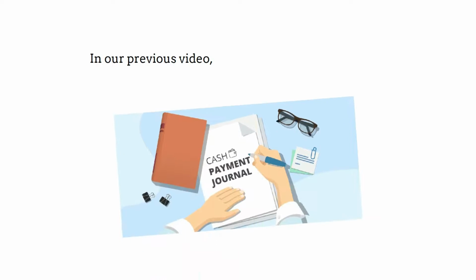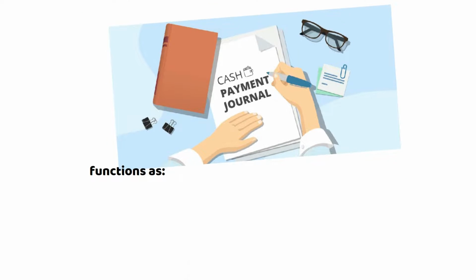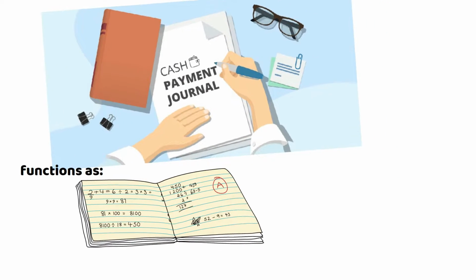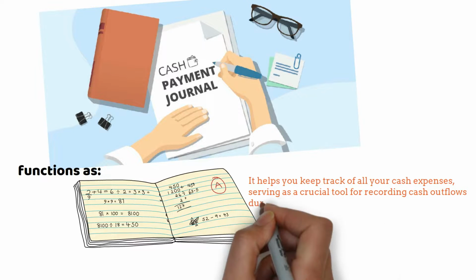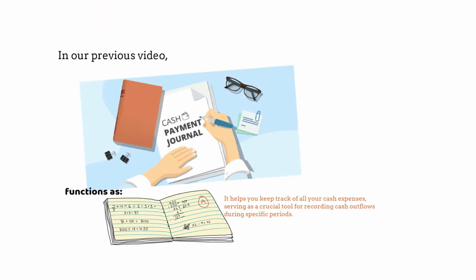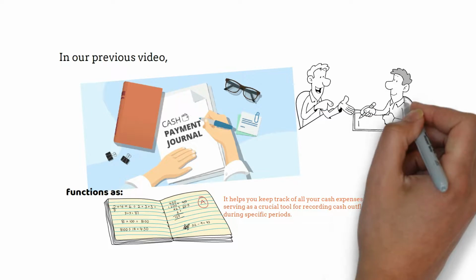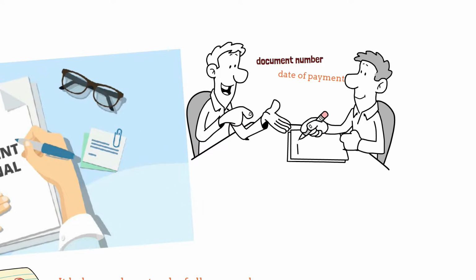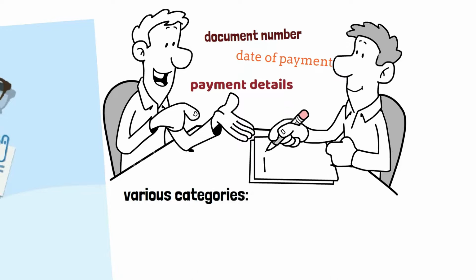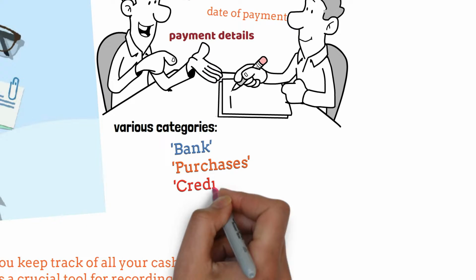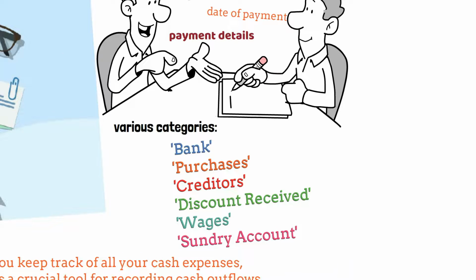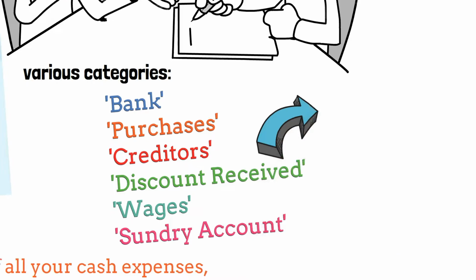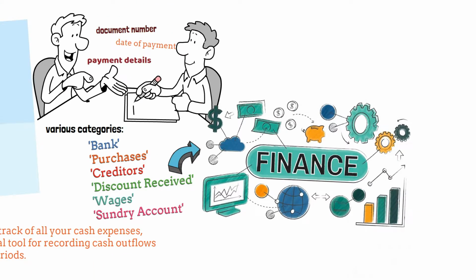In our previous video, we introduced you to the Cash Payments Journal, which functions as a financial diary for businesses. It helps you keep track of all your cash expenses, serving as a crucial tool for recording cash outflows during specific periods. We also discussed key components such as the document number, date of payment, payment details, and various categories like bank, purchases, creditors, discount received, wages, and sundry account. While the journal's format can vary, adapting it to suit the business's financial landscape is key.